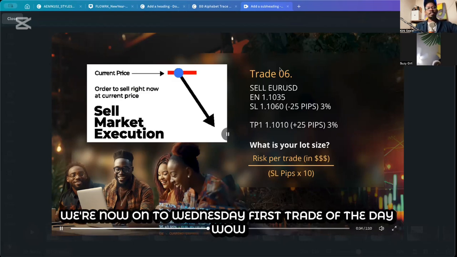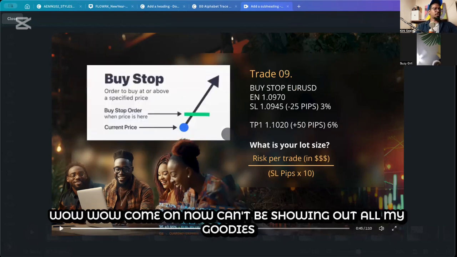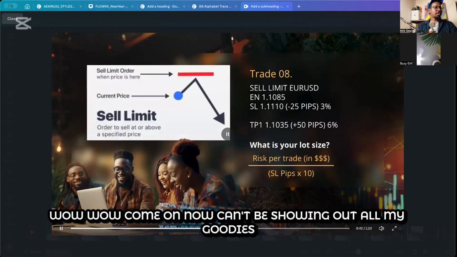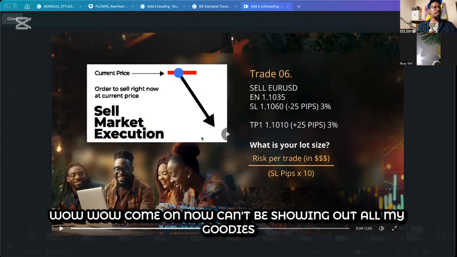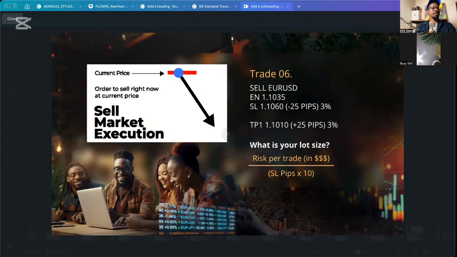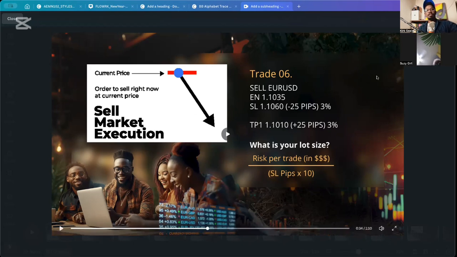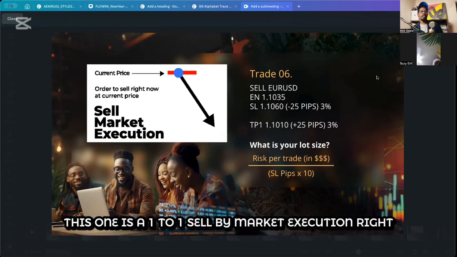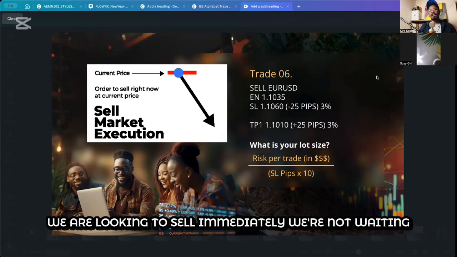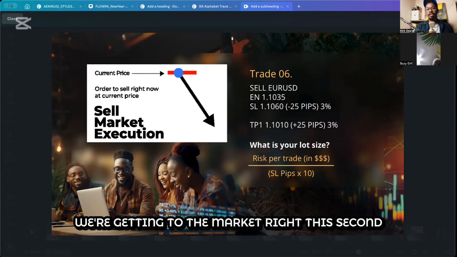We're now on to Wednesday. First trade of the day. Can't be showing out all of my goodies. All right. We paused? Yes. Wednesday, first trade of the day. This one is a 1-to-1. Sell by market execution. We are looking to sell immediately. We're not waiting. We're getting to the market right this second.